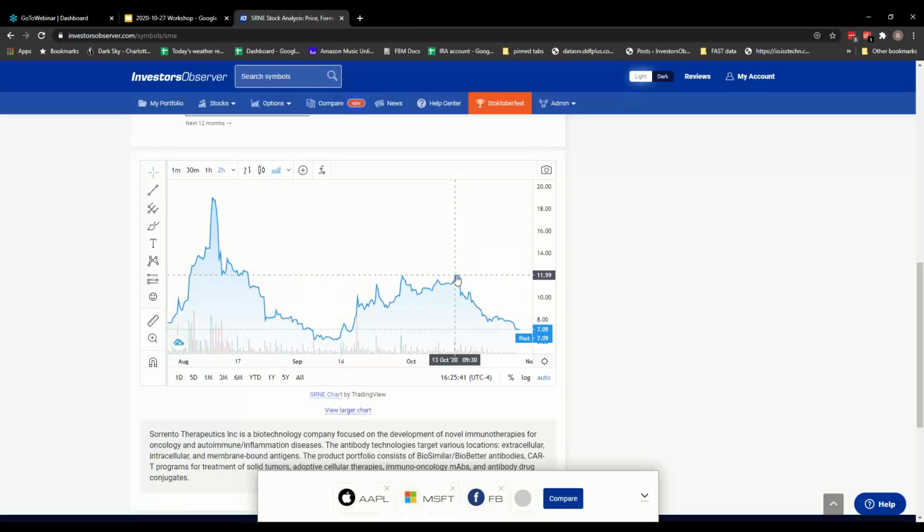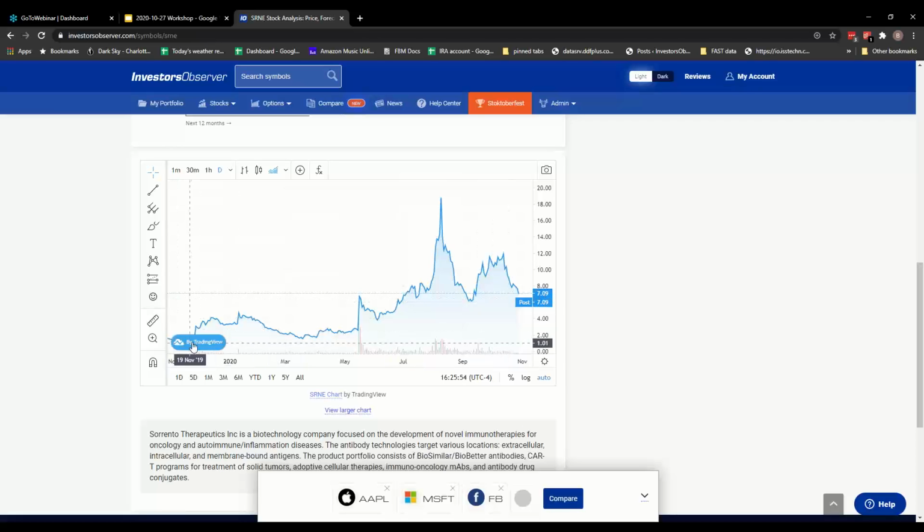So the 13th is about here. You'd kind of expect SRNE to go down more in a period when things are going down, especially when your more volatile issues are going down. But yeah, if you look at the last year, the stock was like $1.60 something a year ago. So to be at $7, like I said, it's still up 300 and something percent.